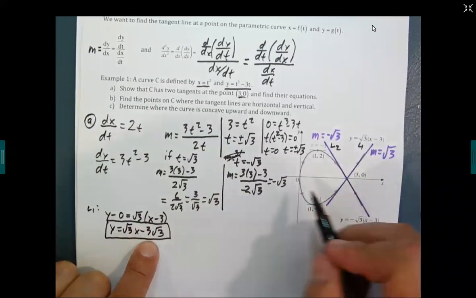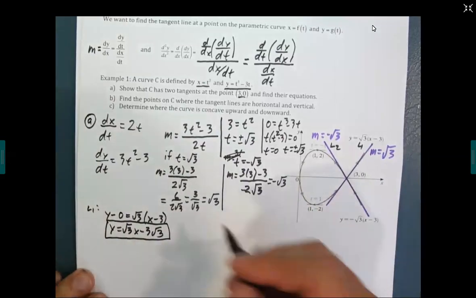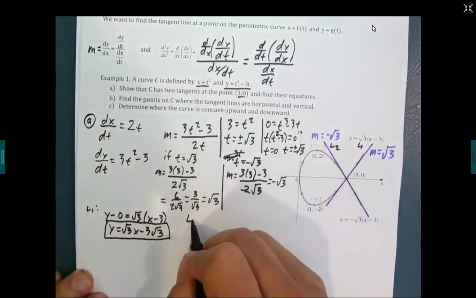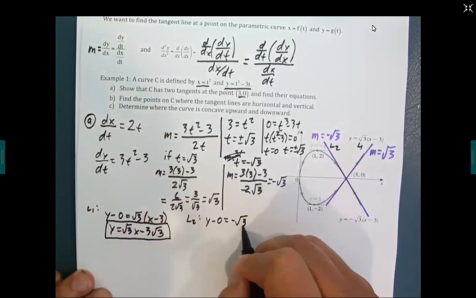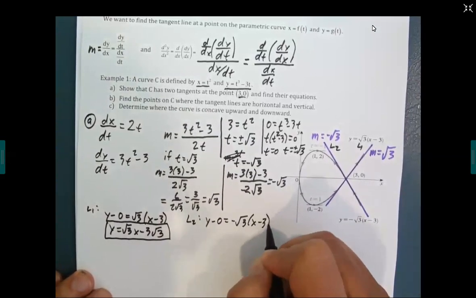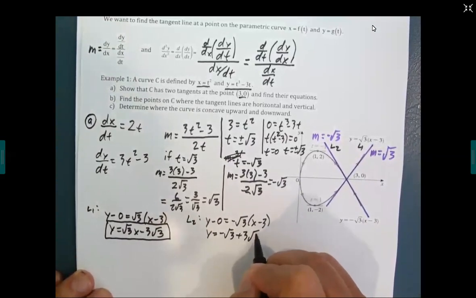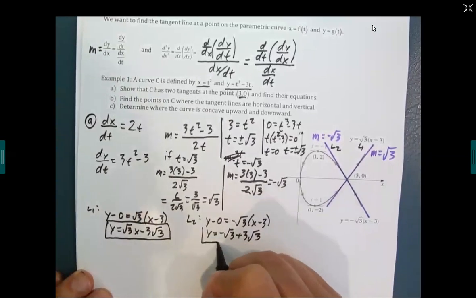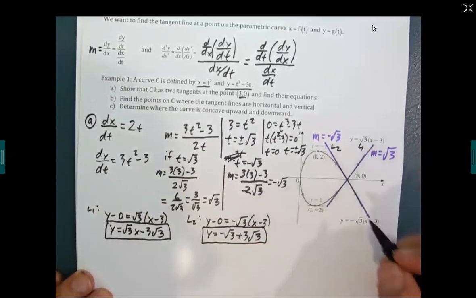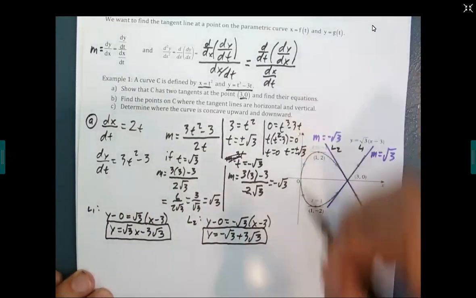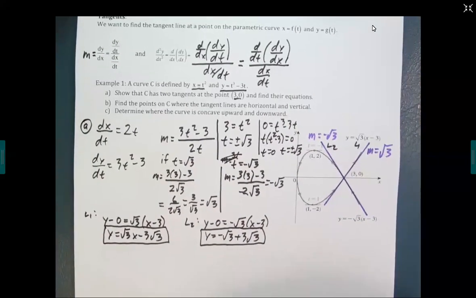And you can see that here's 0, right? So that's going to cross down here somewhere. Let's get our second line. Y minus 0 equals negative root 3 times x minus 3. So there's our second line. And you can see that the y-intercept for this one is going to be positive, right? It's going to be crossing up there. All of that just for part A.